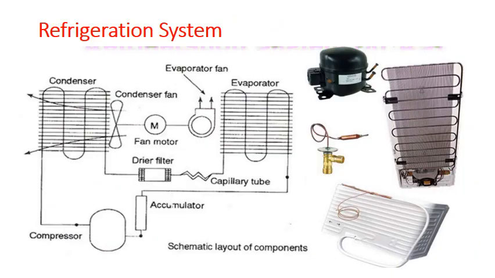So refrigeration system, this is another most important utility requirement or machinery. As you know, briefly I will mention, a refrigeration system has certain important components like evaporator, accumulator, compressor and condenser. So here is a schematic diagram.